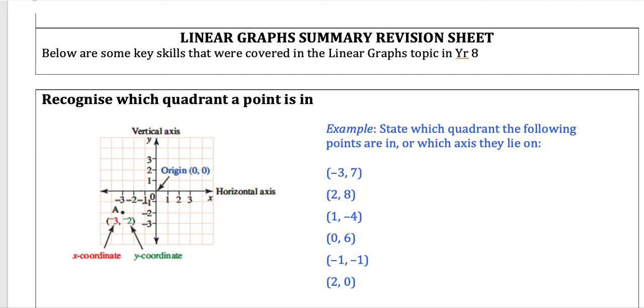Yeah. Okay, so -3, I have to move first -3 in the x-axis, and then I have to move 7 on y. Am I going to go up or down? Up. So it's going to be on this quadrant. Everyone agrees?